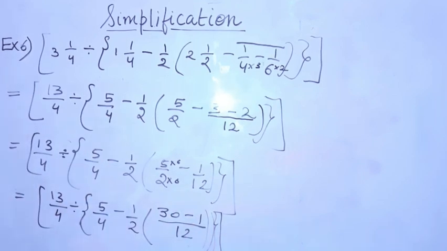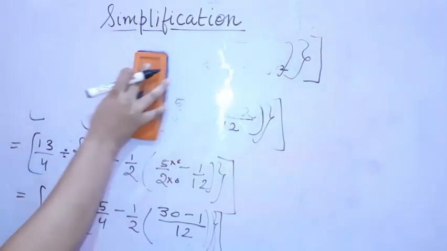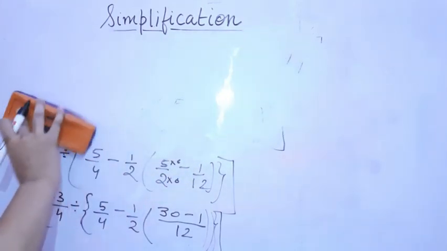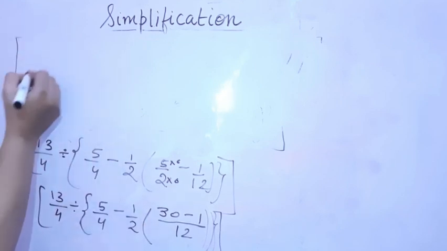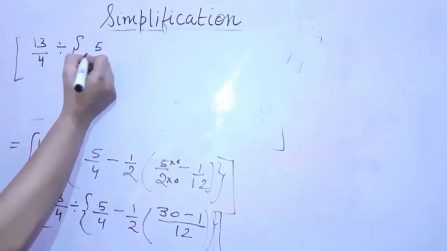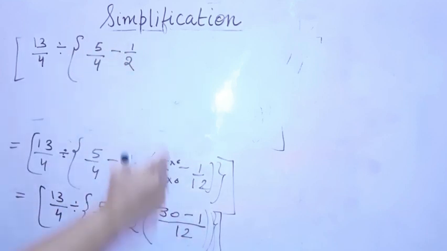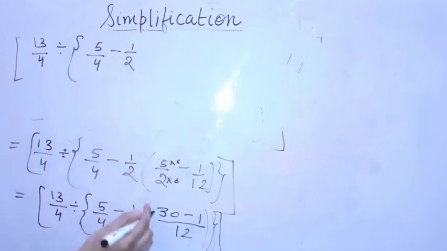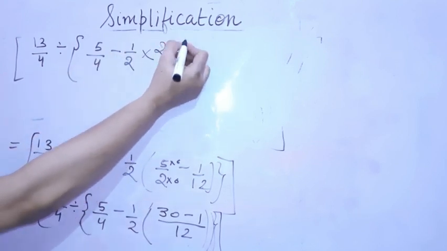Okay. Now kindly let me rub this in order to write the next step. Okay. Now students, we have removed, that is, we have solved the parenthesis part also. Now which bracket do we have to solve? Now tell me which bracket's turn is there now. Now it's the turn of the curly bracket. 30 minus 1 is 1 by 2. Bracket means what? Bracket means multiplication. So 1 by 2 multiplied by 29 upon 12.